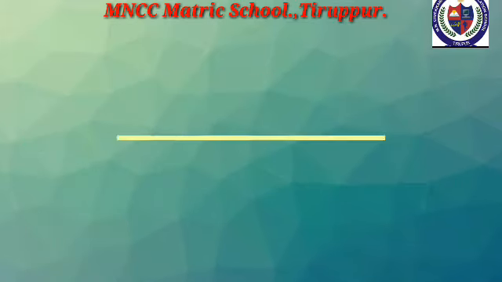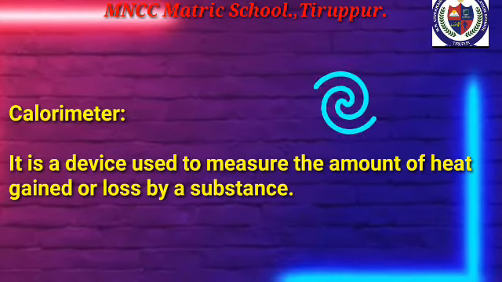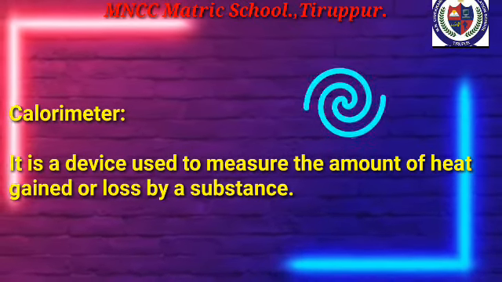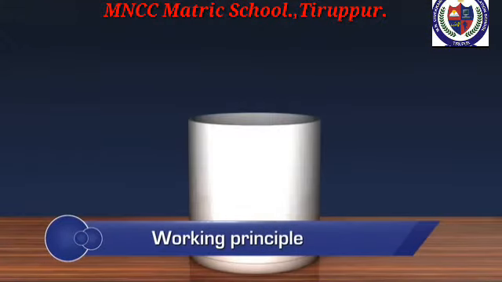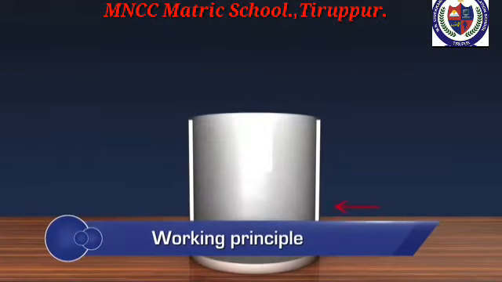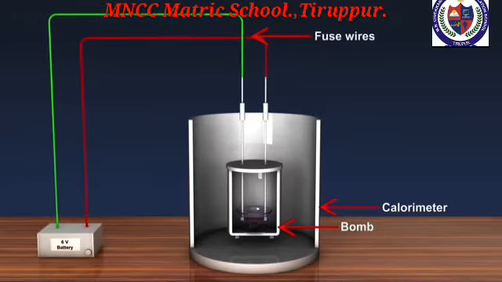Next we move to calorimeter. A calorimeter is a device used to measure the amount of heat gained or lost by a substance. The outer part of the calorimeter is made of copper and the inner part is made of stainless steel, where the fuel burns, called the bomb.